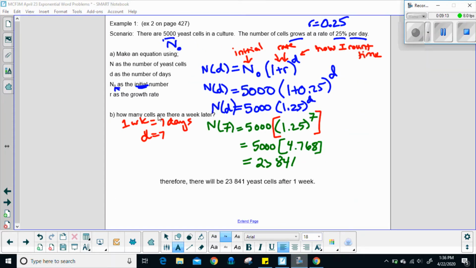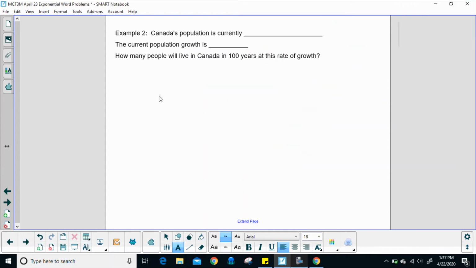Okay, so there's just a final snapshot of our picture. We figured out our initial value. We figured out our growth rate, so we added that to 1 because it was a percent. We popped in 7 and we calculated it to get our final answer. Let's try another example. So let's figure out Canada's population. So if we Google this, so let's pop it up.